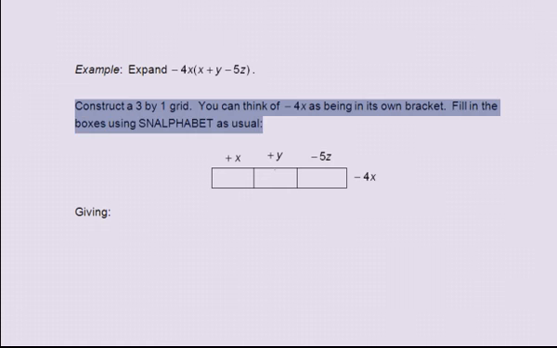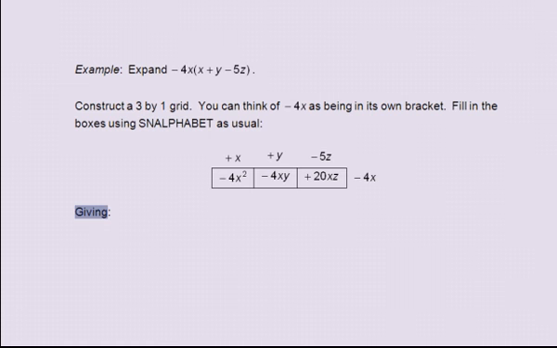You get minus 4x squared, minus 4xy, and plus 20xz, giving minus 4x multiplied by x plus y minus 5z equals minus 4x squared minus 4xy plus 20xz.